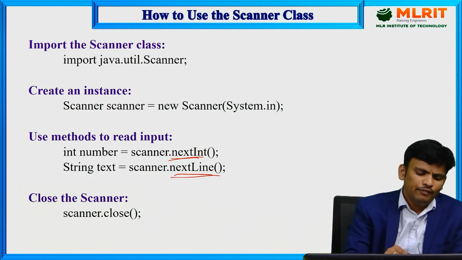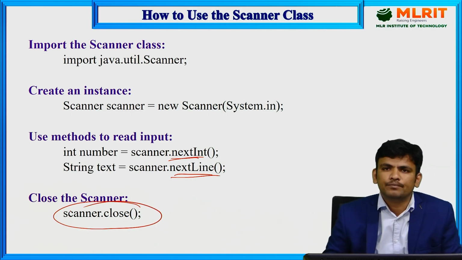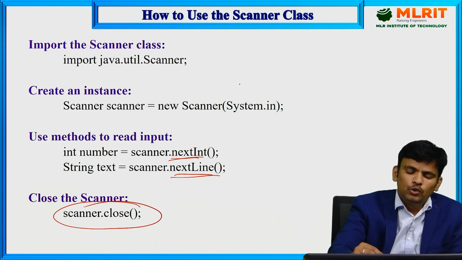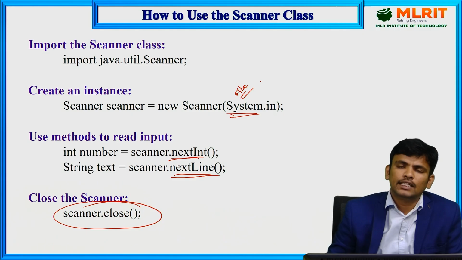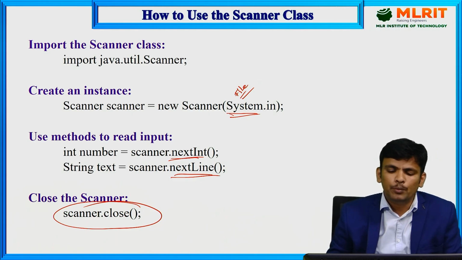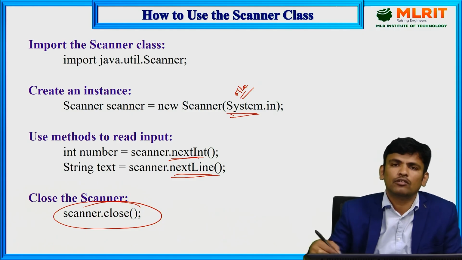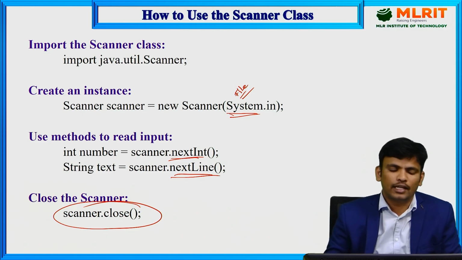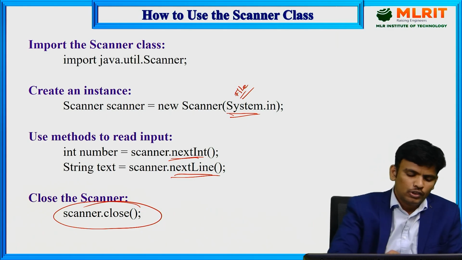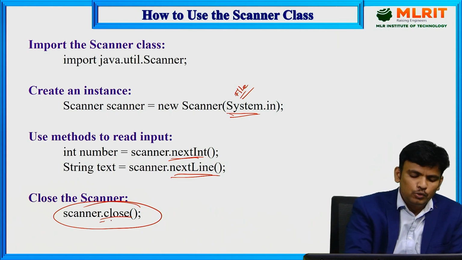If you are done with the Scanner class, it is recommended to close it. Suppose you are using files here, and using the Scanner class you opened a file. A sensitive resource is connected to your program. The moment you use files, the sensitive resource is connected to your program, and being a responsible programmer, you need to close the connection, the Scanner class connection. For that, we need to use the close method.